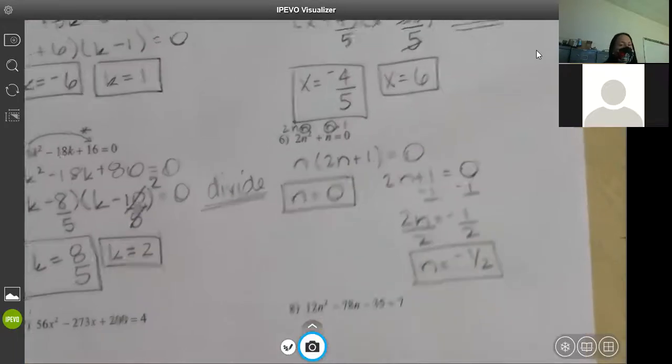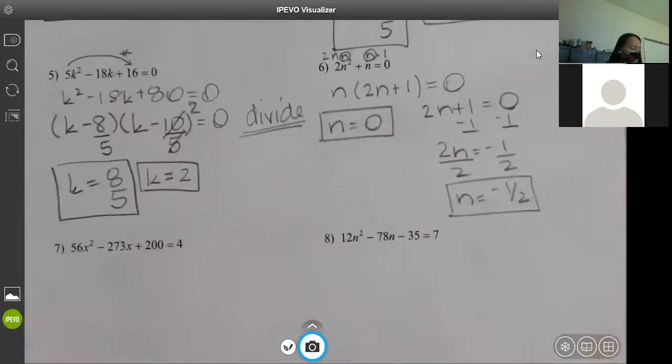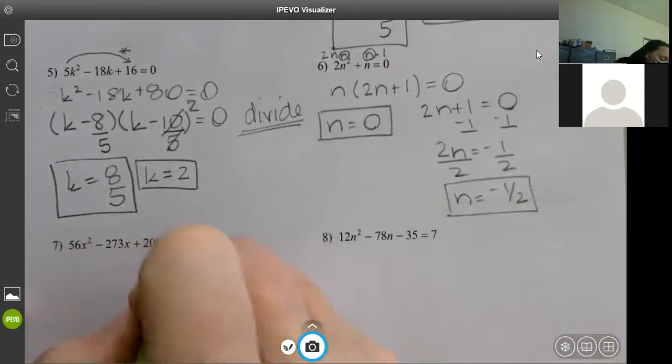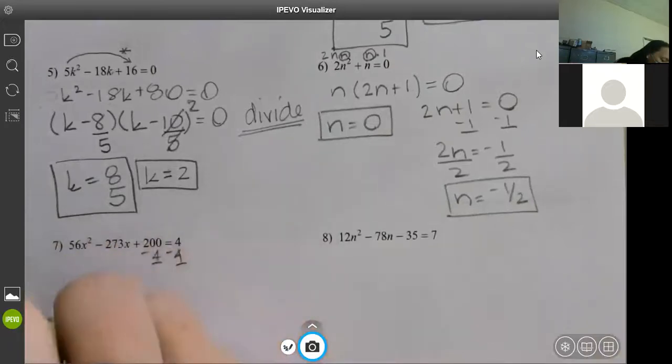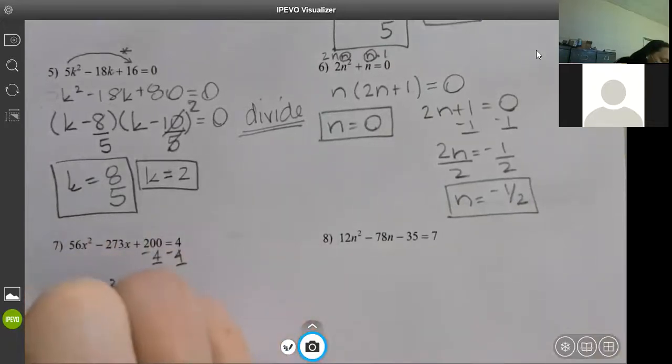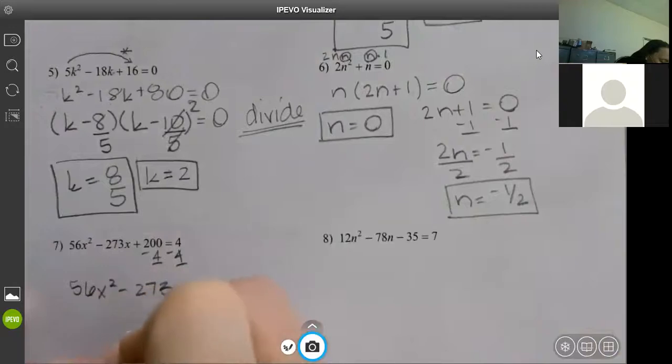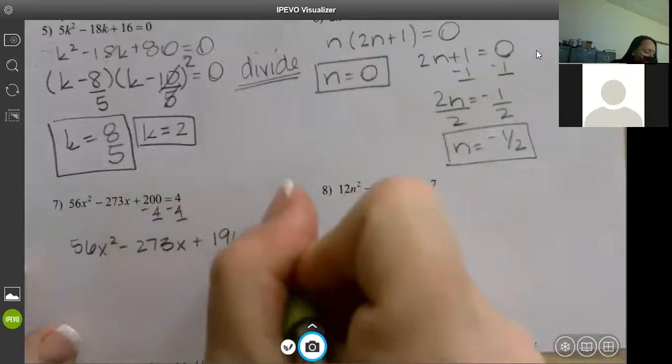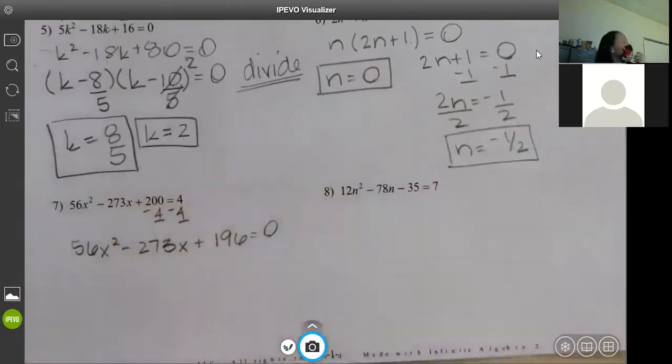7 and 8 just have bigger numbers. It's the same exact thing, just bigger numbers. So I'm going to get rid of the 4 so I can get it equal to 0. Okay. Now, I'm sure that there are some GCFs in here. I'm sure that there are. But when you're solving, you don't have to have them, especially when you have your calculator. Okay. I would try to go ahead and do it.